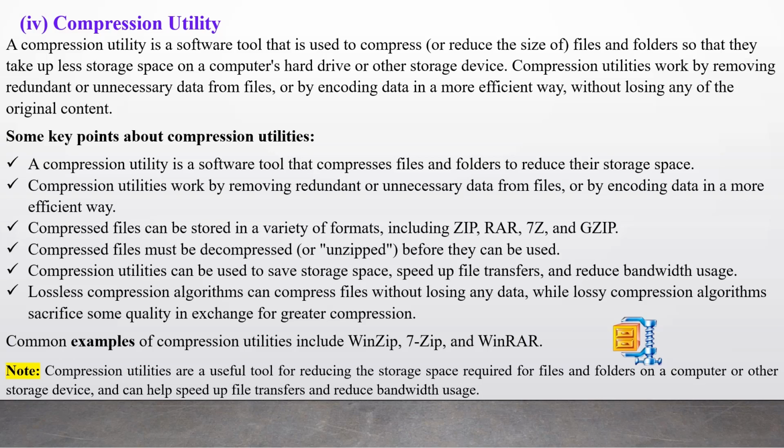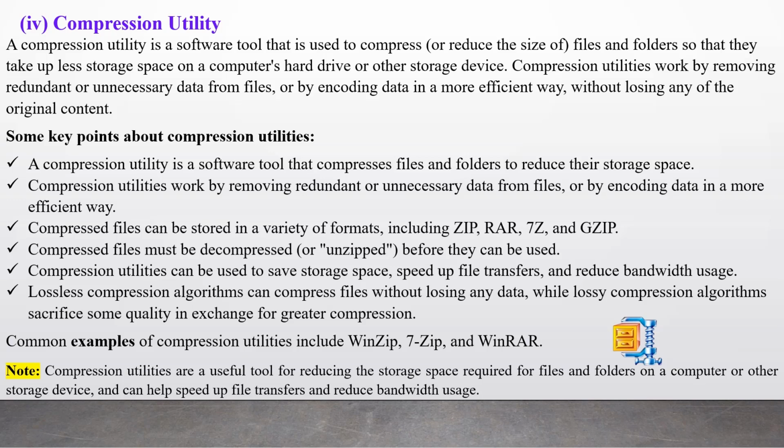Here are some key points about compression utilities. A compression utility is a software tool that compresses files and folders to reduce their storage space. Compression utilities work by removing redundant or unnecessary data from files, or by encoding data in a more efficient way. Compressed files can be stored in a variety of formats, including zip, RAR, 7Z, and gzip. Compressed files must be decompressed or unzipped before they can be used.